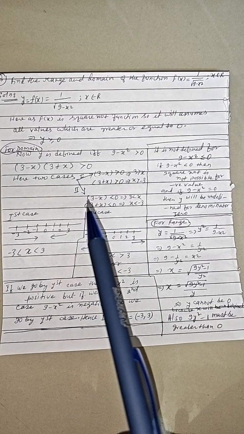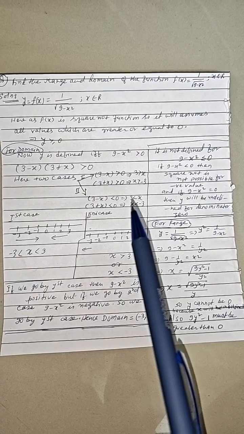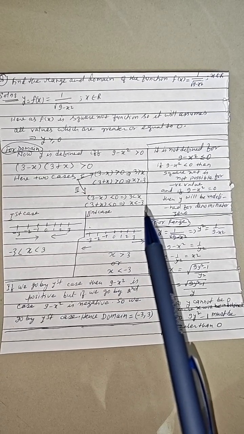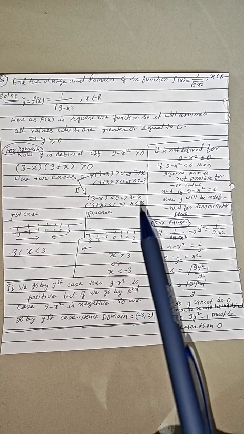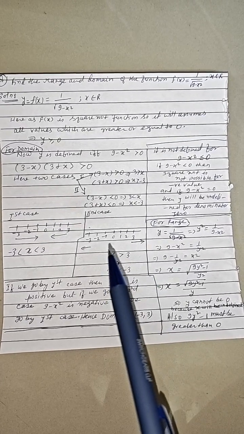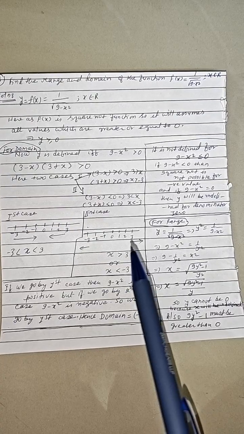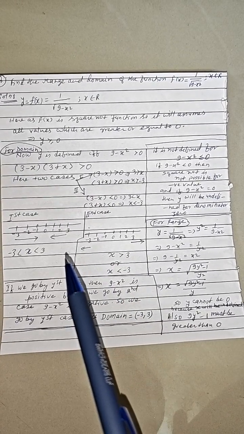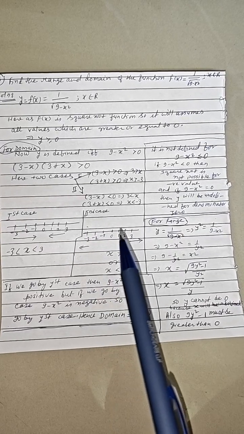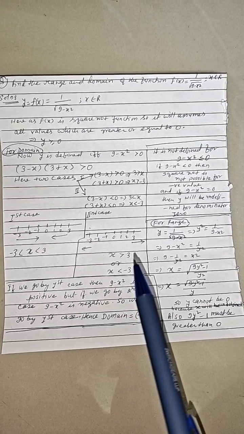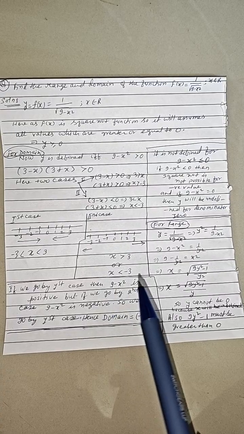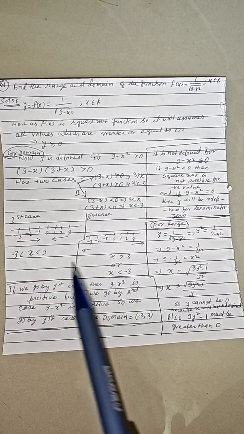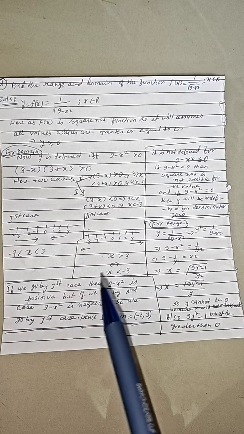Second case: 3 minus x less than 0 means x is greater than 3, and 3 plus x less than 0 means x is less than minus 3. Here x greater than 3 goes to the right side, and x less than minus 3 goes to the left side. So this again gives two different cases: x greater than 3 or x less than minus 3. So three cases are there, and you have to choose which option is for the domain.